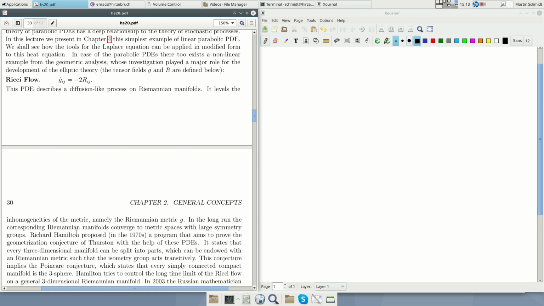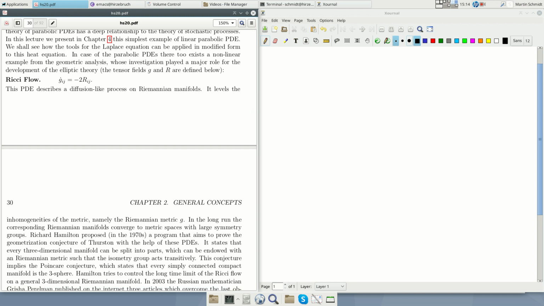What is the geometrization conjecture? The geometrization conjecture is a conjecture about free manifolds. So it tries to give a classification of free manifolds. Free manifolds are just subsets which look locally like R^n, like a vector space. So free manifolds are spaces which look locally like open subsets of R^3.